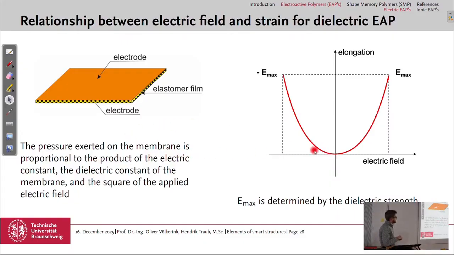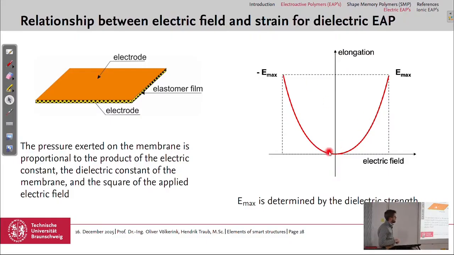And here we have the same diagram again, like with the blue curve, and now only one line. The pressure on the membranes is proportional to the product of the electric constant and the dielectric constant of the membrane and the square of the applied electric field. So it's a squared function, the electric field versus the elongation.